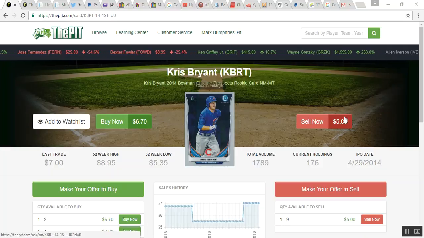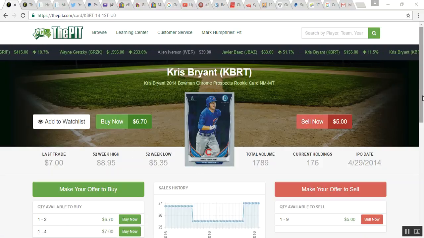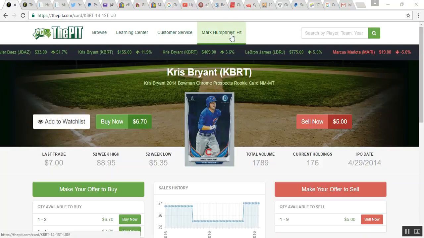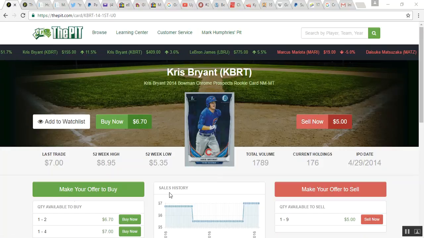Okay, so you see information here next to the card: the best buy now price, the best sell now price, and there's also an option to add this card to your watch list, which is one of the options off of your personal pit menu here. In the middle of the screen here, we have a number of pieces of information about this particular card. The last trade occurred at $7.